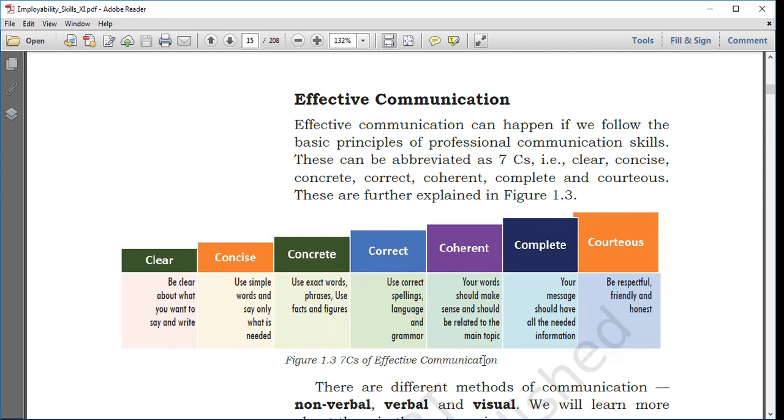And the last and very important part is that you should be courteous, be respectful, friendly, and honest. Always give respect to somebody. Don't shout, don't use vulgar language, right? Always be friendly with the other person, the receiver, and be honest, right? Whatever you are saying should be true, you should not tell a lie to somebody, right? So ये जो है, 7 different steps are there which must be followed to make your communication more effective, right?